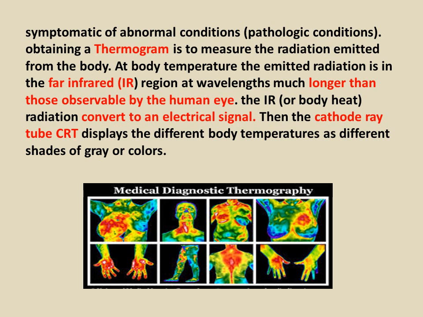Obtaining a thermogram is to measure the radiation emitted from the body. At body temperature, the emitted radiation is in the far infrared (IR) region, of wavelengths much longer than those observable by the human eye. The IR, or body heat radiation, is converted to an electrical signal. Then the cathode ray tube (CRT) displays the different body temperatures as different shades of gray or colors.